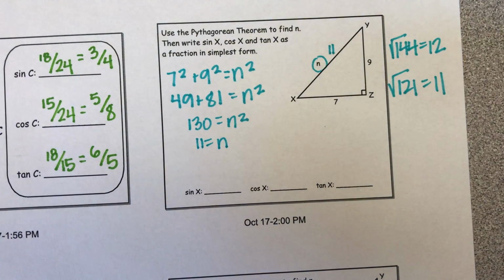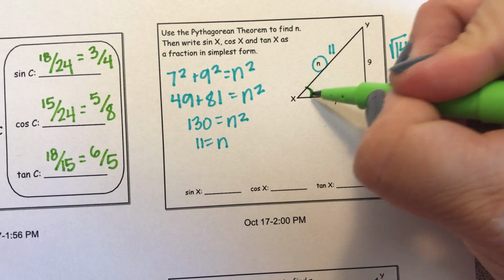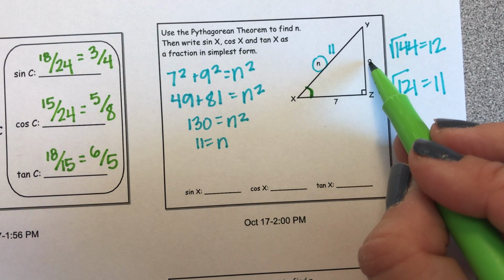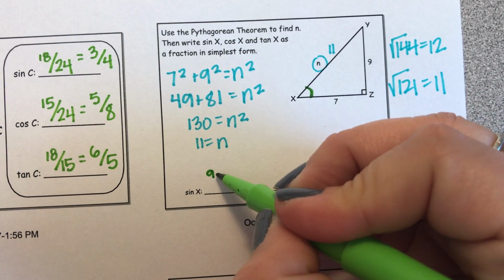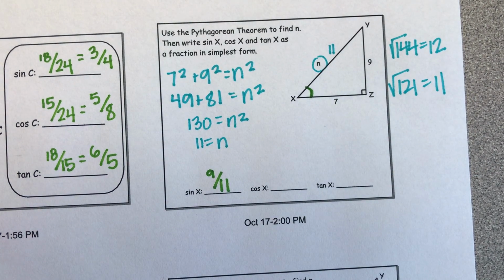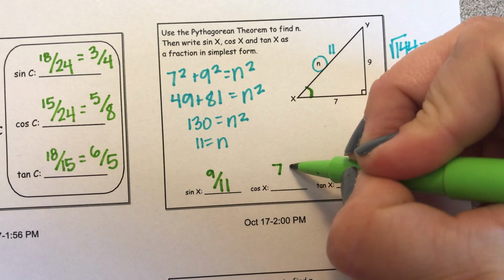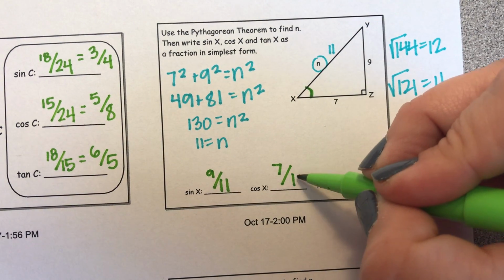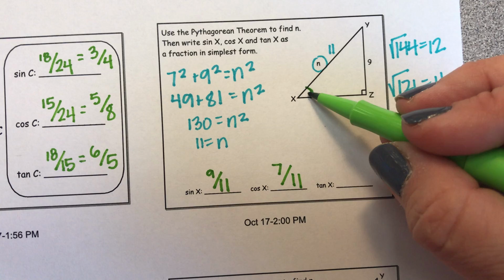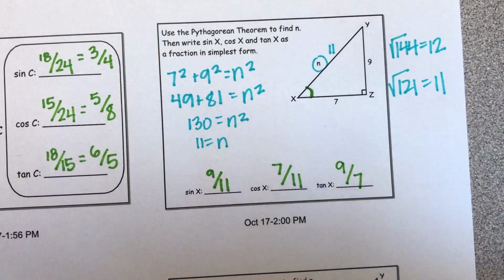So now that I know that, I'm going to write the sine, cosine, and tangent of x. Opposite of x is 9 over the hypotenuse, which we just found is 11. Cosine is adjacent, so the side adjacent to x is 7 over the hypotenuse, 11. Tangent of x is opposite over adjacent, which is 9 over 7.